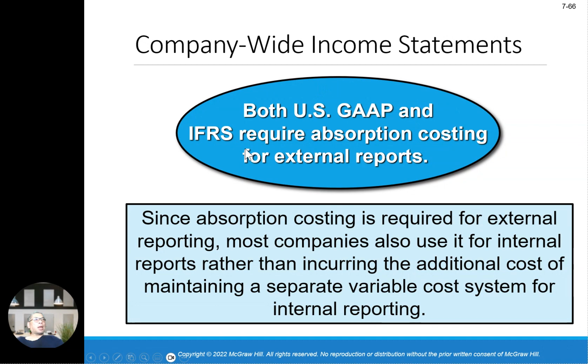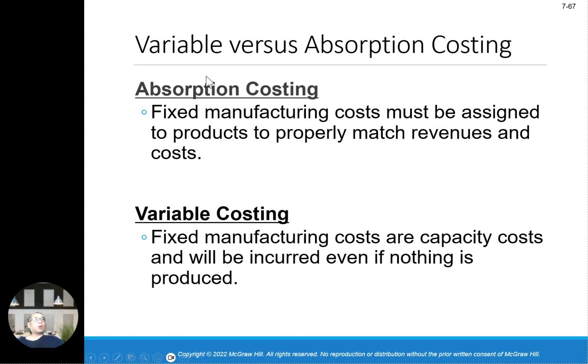Both US GAAP and IFRS require absorption costing for external reports. Remember this: US GAAP and IFRS agree on absorption costing. Since absorption costing is required for external reporting, what companies also use for internal reports rather than incurring additional costs for maintaining a separate variable costing system for internal reporting. So in absorption costing, the fixed manufacturing cost must be assigned to products to properly match revenue and cost, while in variable costing, fixed manufacturing costs are capacity costs that will be incurred even if nothing is produced.